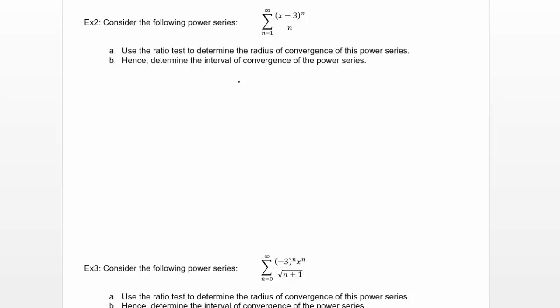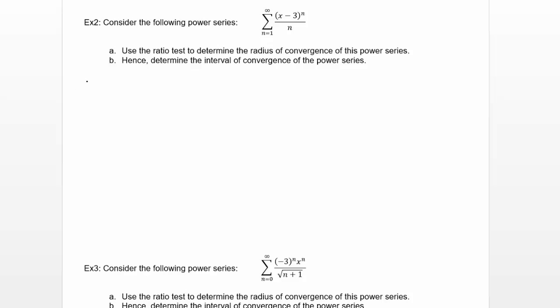Let's work out a few examples of using this idea of finding the radius of convergence and therefore the interval of convergence of a power series. Here's a power series: the sum from n equals 1 to infinity of (x minus 3) to the n divided by n. We'll use the ratio test to find the radius of convergence, and then with that we'll determine the interval of convergence.